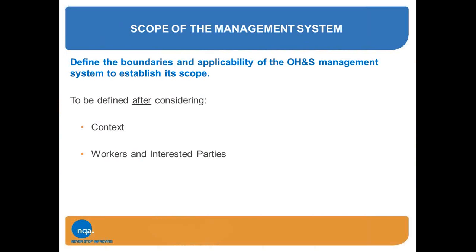So the scope of the management system define the boundaries and applicability of the management system as it applies to your organisation. So it's up to the company to define its own boundaries associated with its risks and hazards, etc., in its activities. You can only do that once you've identified the context of the organisation and the workers and the interested parties within it.